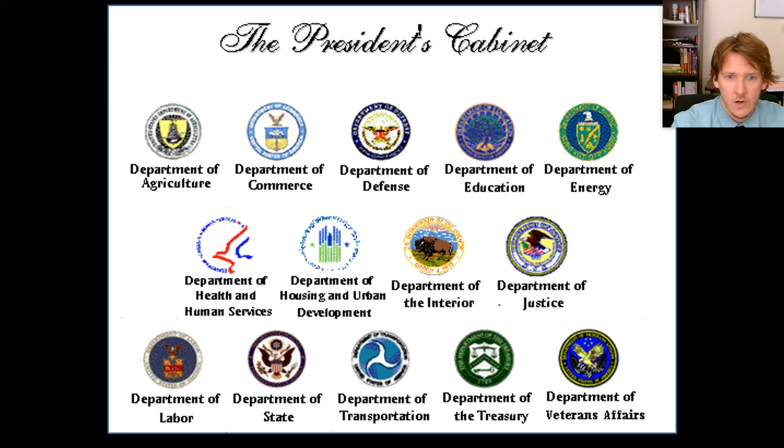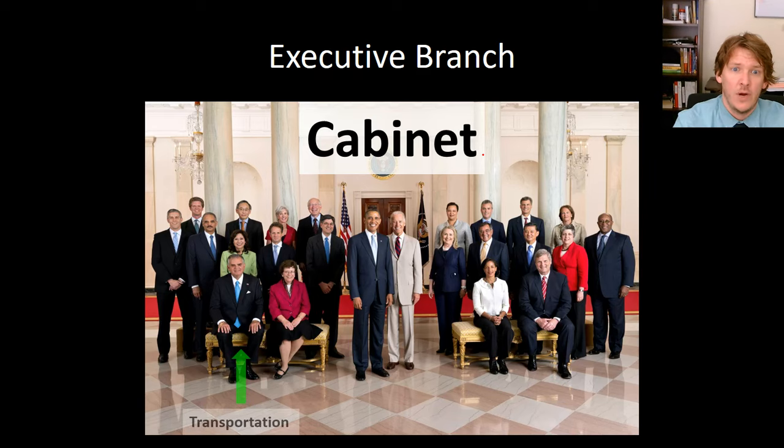See, these are all the different departments. Where is education? Education. If we make a law about tests, this department, this building would bring that law to life. That's what the executive branch does.